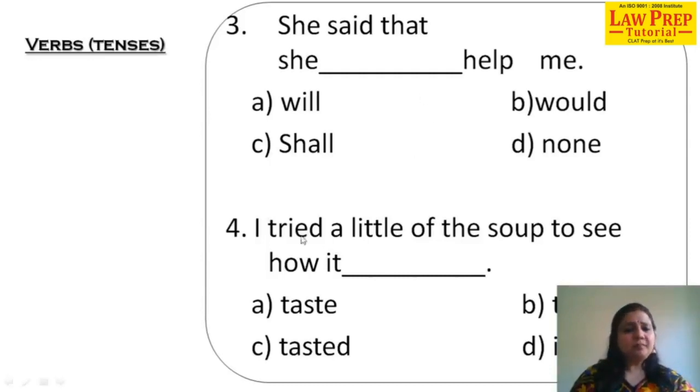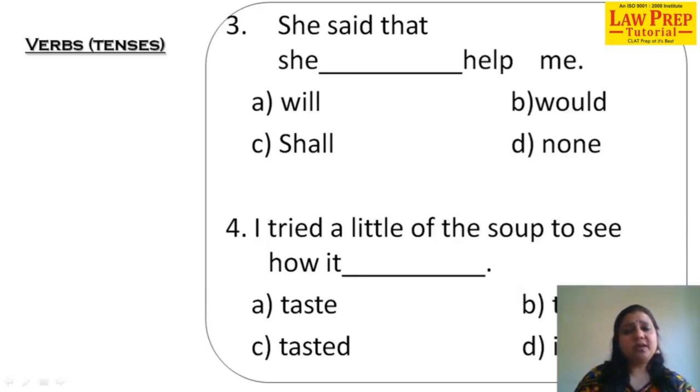Next, I try if it would be present, what would be the answer? Present. This is what I tried. A little of the soup to see how it tasted. What is taste? Present tense. What is tastes? The simple present tense. What is the difference? Taste is used with the plural form, they taste the soup. And tastes, he tastes the soup. Both are present, but with tried, I can't use these two.